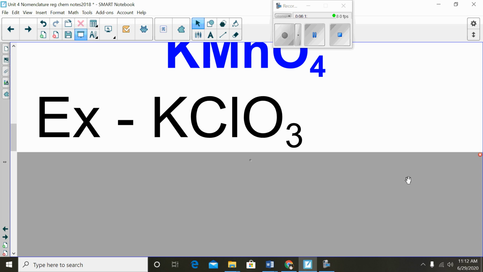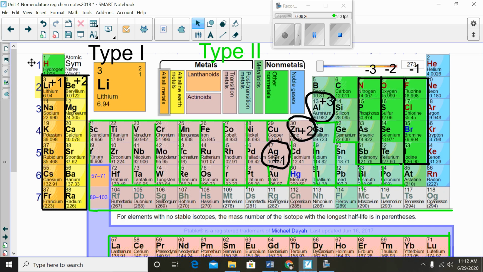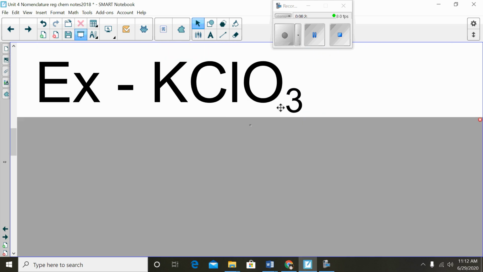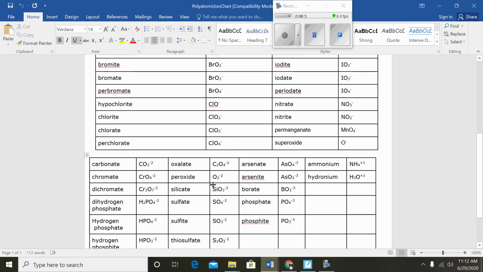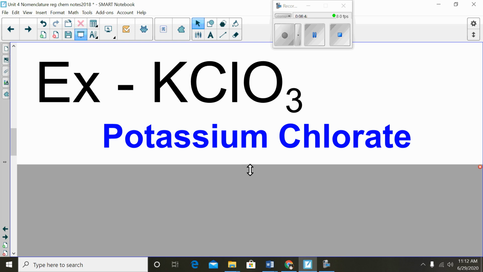Now let's try the reverse. You have the formula, and I need the name. So we start with our metal, and our metal is K, which is potassium, and it's type 1, so I don't need a Roman numeral. Now ClO3 is a polyatomic. It's not chlorine oxygen. So you have to look up ClO3 on your chart, and ClO3 is called chlorate, and it has a -1 charge. Potassium and chlorate, no Roman numeral needed, so you just write potassium chlorate spelled correctly.